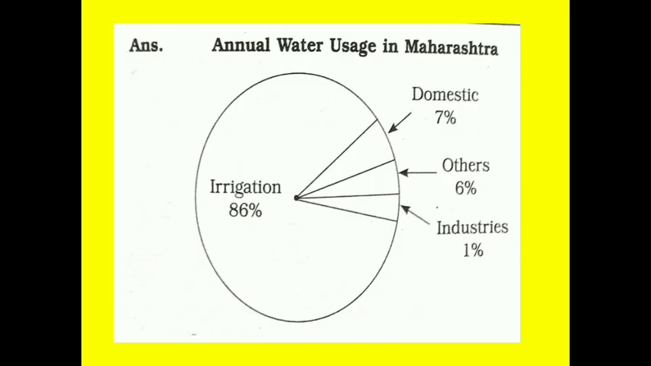Now the answer. So the title will be Annual Water Usage in Maharashtra. And the pie diagram here. So you just need to draw a 360-degree circle, and it has to be nominal. You don't have to use your protractor to get the correct percentage. Just a rough diagram. So irrigation 86%, domestic 7%, others 6%, and industries 1%. This is all we had to draw while representing a pie chart.